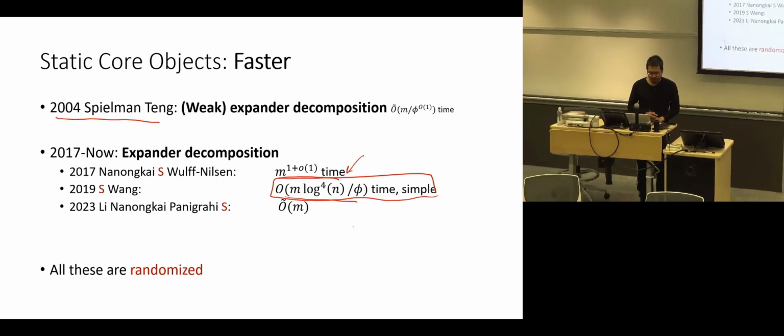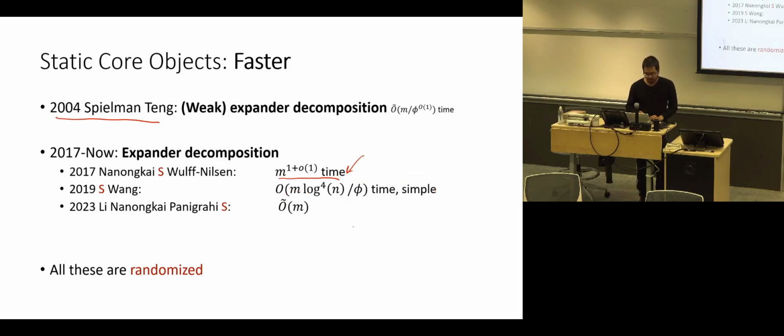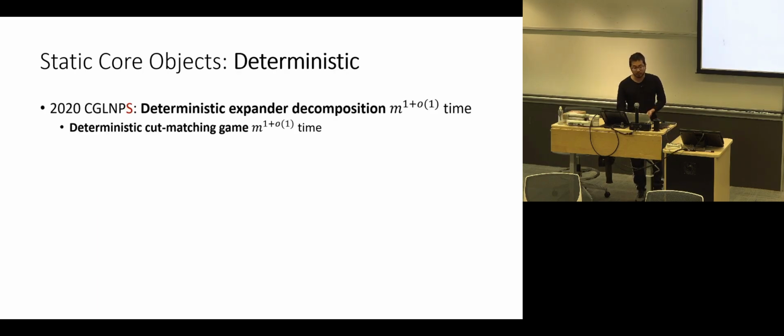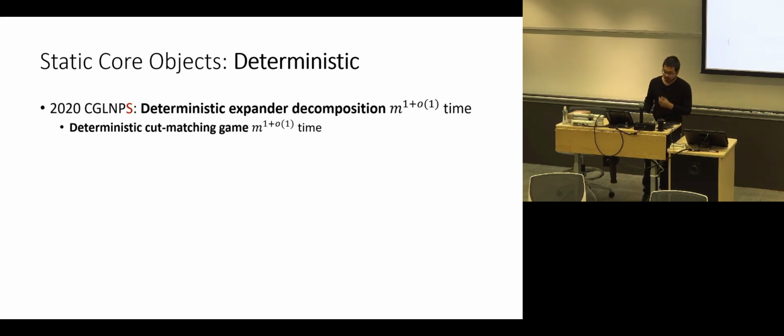Now expander decomposition is fast. It's actually even near linear. But they are all randomized. We also tried to make it deterministic, and we did. We get deterministic expander decomposition, and fast. And how did we do it? Well, we look at the cut matching game and we make it deterministic.